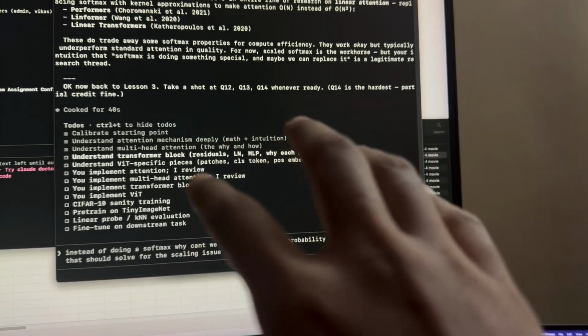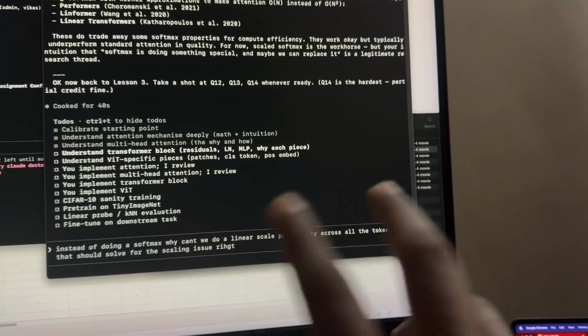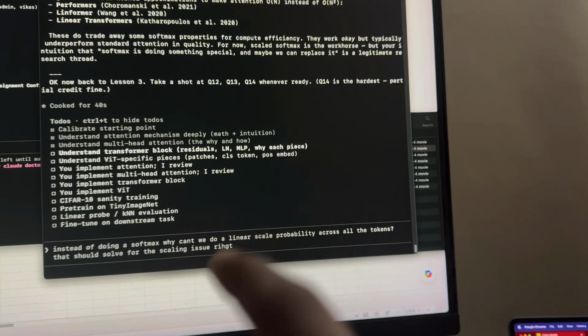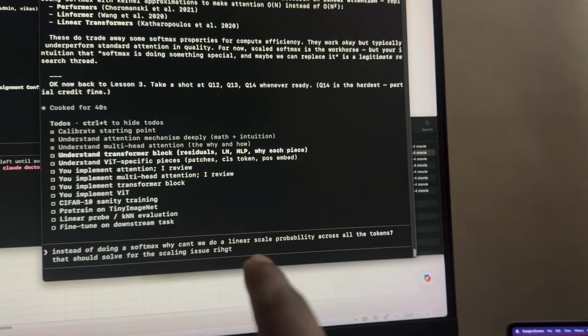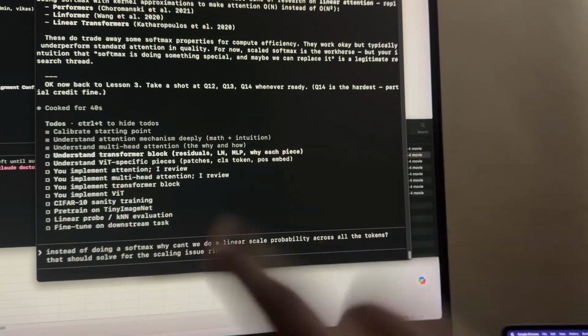And I'm still not very sure about the answer. I do understand it theoretically, but I was very curious to see how that actually affects the final learning ability of the model.